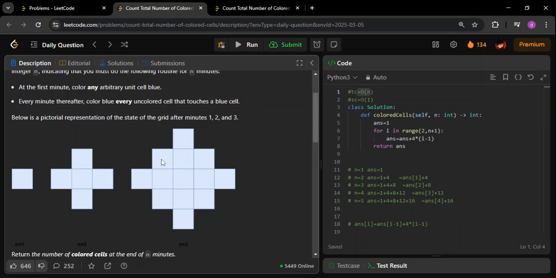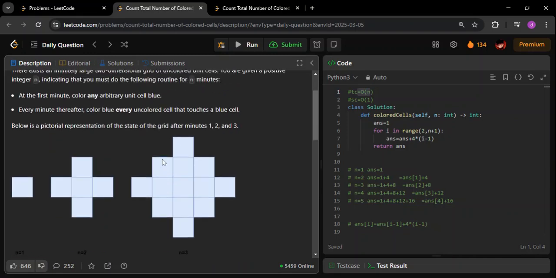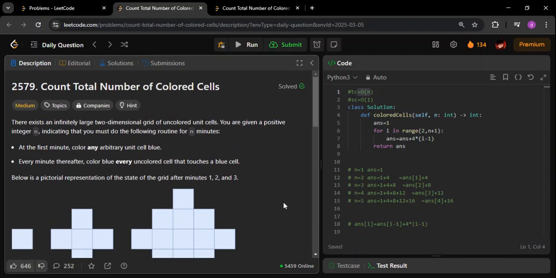Remember, if it is already colored, we will not do anything. But if it is not colored, then we will make it colored as we go from one minute to another. This is how it will be done. And this is for n equal to 3. So let us quickly try to understand what is happening.